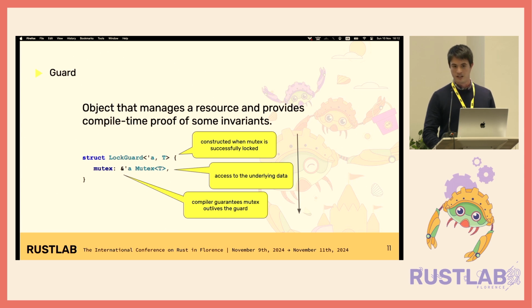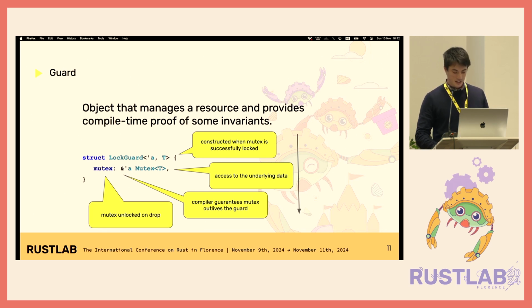Also, we have some nice guarantees given by the compiler. In this specific case, you have a lifetime, so we know that the mutex is going to live longer than the lock guard, so while you have the lock guard, the mutex cannot be dropped, and you cannot be left with invalid memory or something that is not allocated or initialized. And finally, the lock guard releases the mutex when it's done its job.